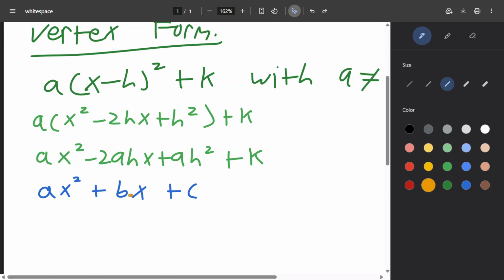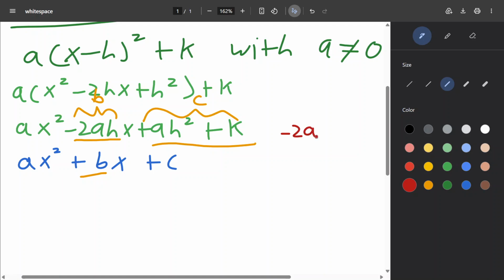Well, hopefully you noticed that these coefficients here should match. If we want to view this as being in standard form, then this right here would be our b, and this right here would be our c. It's important to remember that a, h, and k are just numbers, so the sum of these two is just a constant.